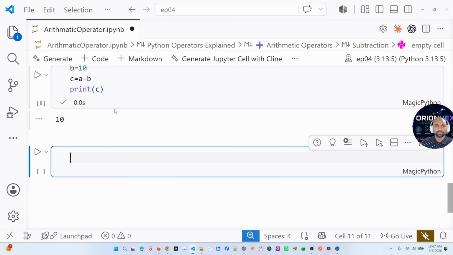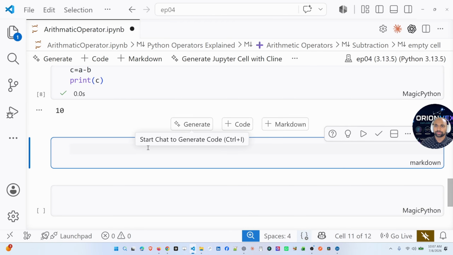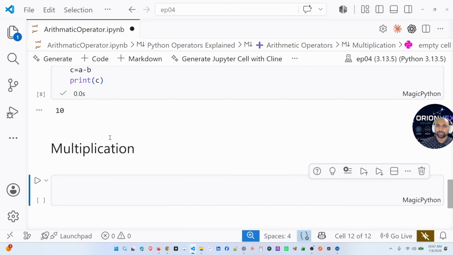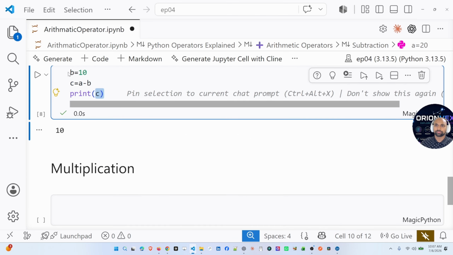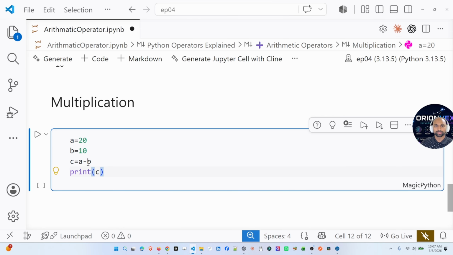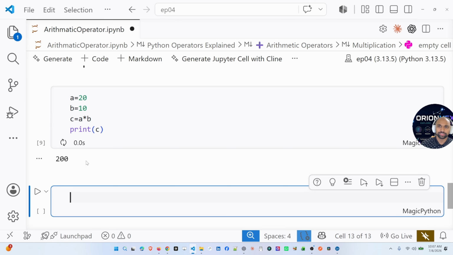Then we will go ahead with the multiplication operation. We'll take the same example to demonstrate because these are very simple arithmetic operations. Instead of minus, we can give the asterisk symbol to do the multiplication. Print c, it will give the multiplied value of a and b.